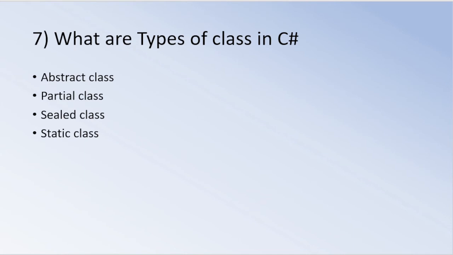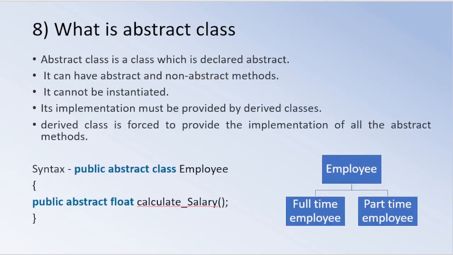Question number 7. What are the types of class in C Sharp? Well, basically we have four types of class. That is abstract class, partial class, sealed class and static class. I'll explain each of them in the next questions. Question number 8. What is an abstract class?